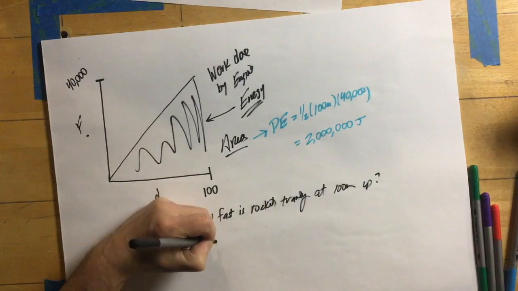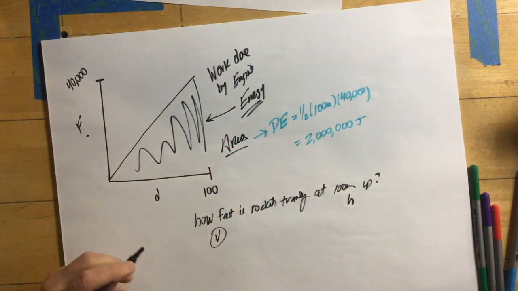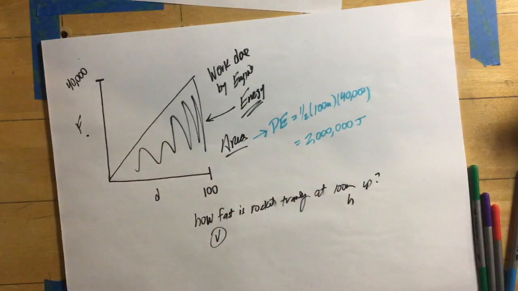Think about what it's asking you. How fast is V? 100 meters up, that's your H. Okay, this is conservation of energy. It's asking you for a velocity connecting with a height and energy.